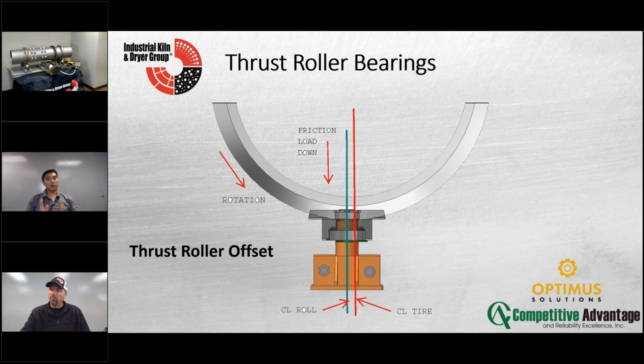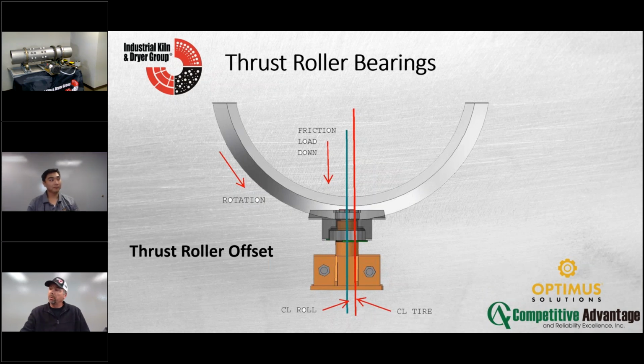You want the thrust roller to be offset a little bit, maybe a quarter inch, whatever it is. So the center of the tire is the red line. Let's say the left side is the down turning side. You want that offset to the left.